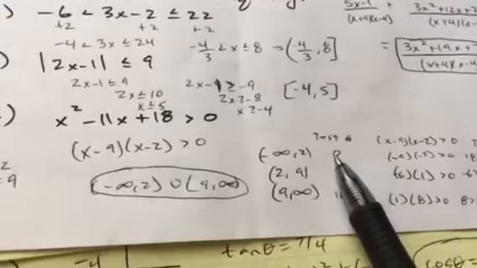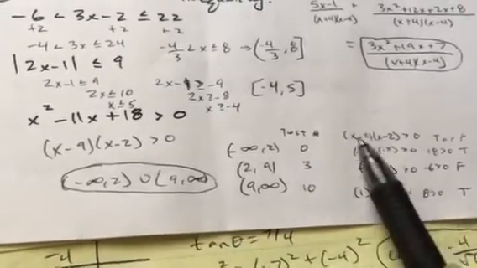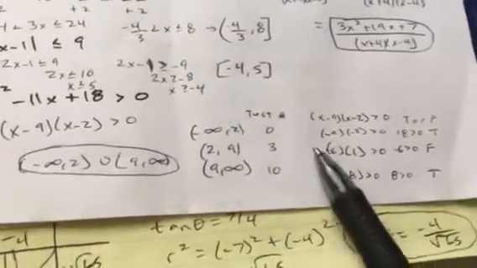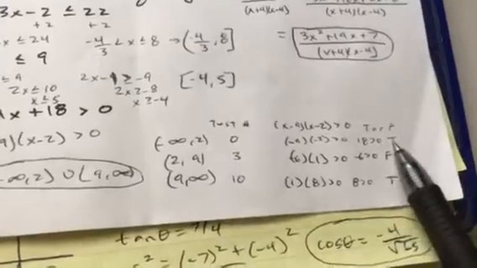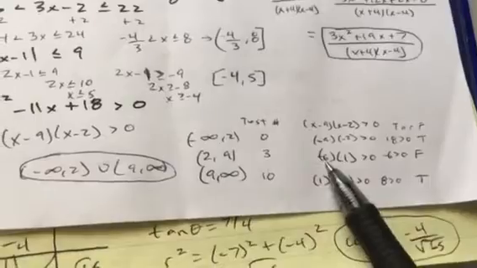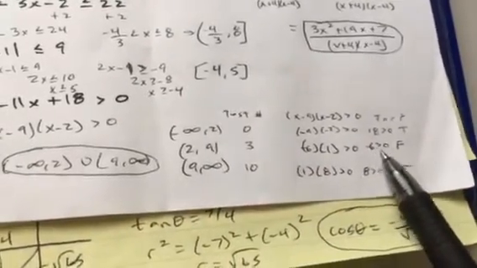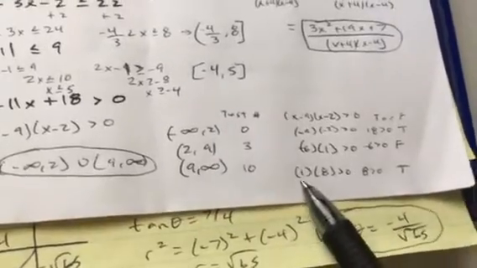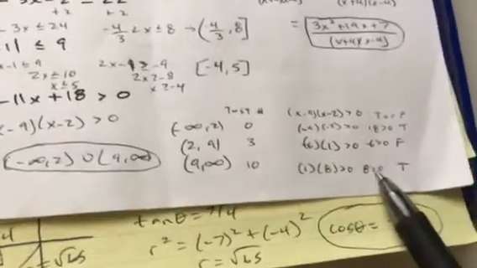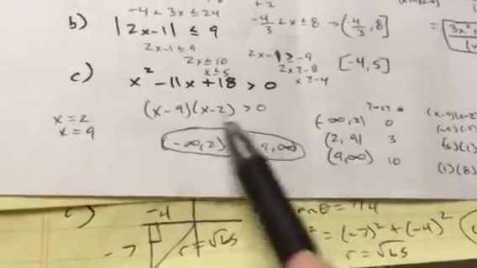A test number between negative infinity and 2 is 0. And I'm really just testing if that statement right here in factored form is greater than 0, like it gave me here. If I plug in 0, I get 18 is greater than 0, which is a true statement. If I use the test number of 3 in the second interval, plug it in there like we did in class, -6 greater than 0, that's a false statement. And if I plug in, let's say 10 right there, for x, I get 8 is greater than 0, that's a true statement. My true statements are a part of my solution sets.